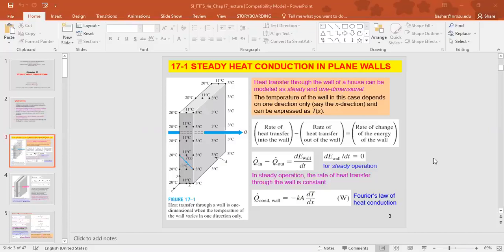According to the Fourier's law of heat conduction that we introduced back in chapter 16, as you can see it's here where the conduction heat rate through a plane wall equals minus KA times the temperature gradient. And here we will be limited just to the spatial one dimension.